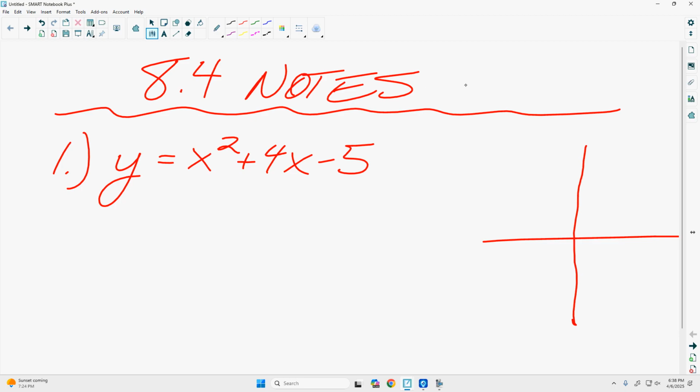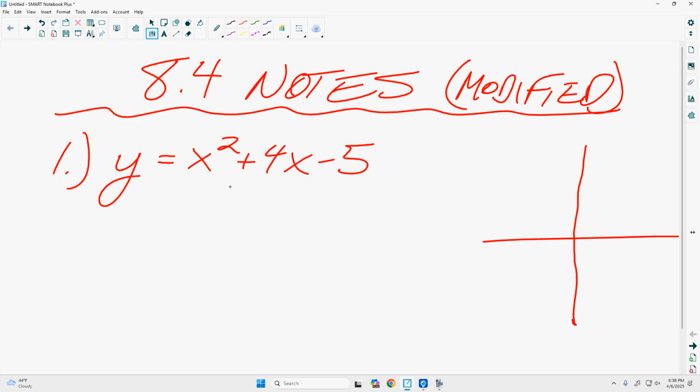8.4 notes, and then in parentheses, we're going to put modified. Ooh, we're breaking the law. We are breaking the law on this one. I hope you're ready for this. Here we go with this.